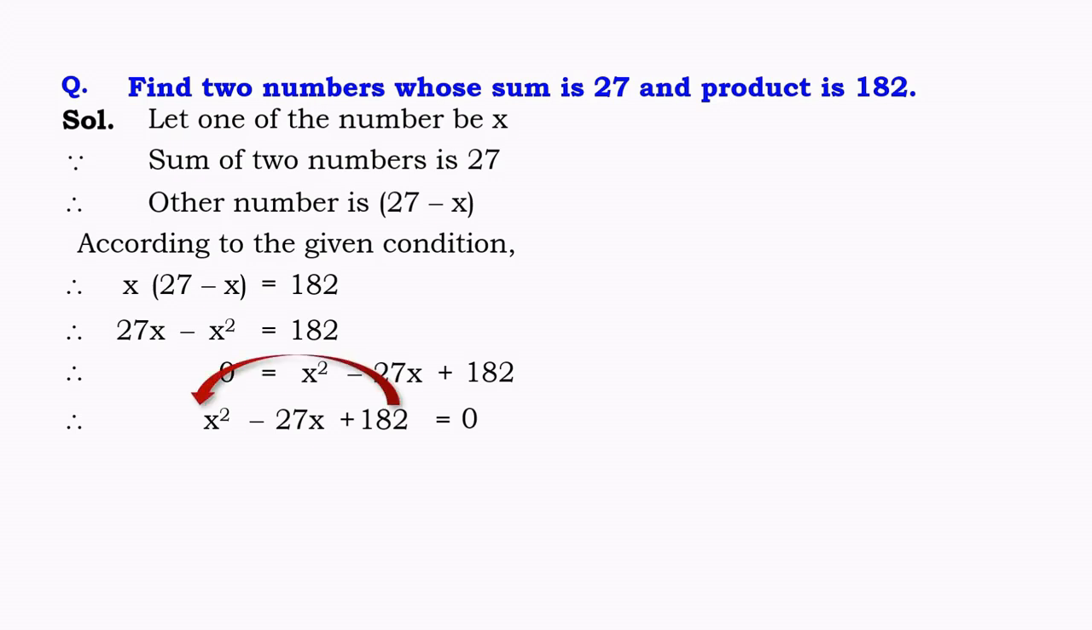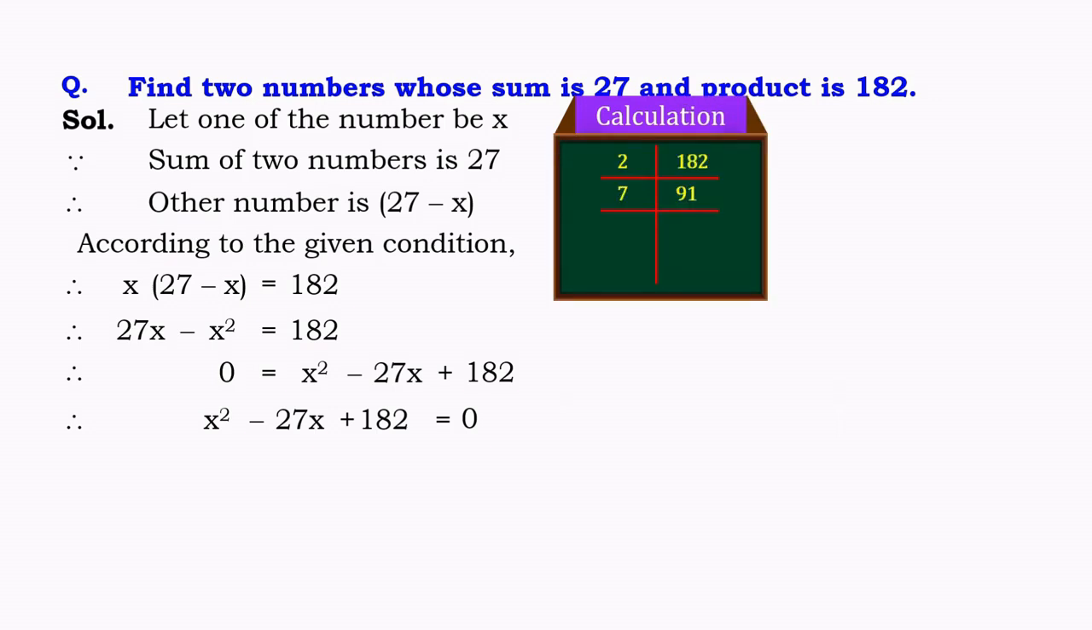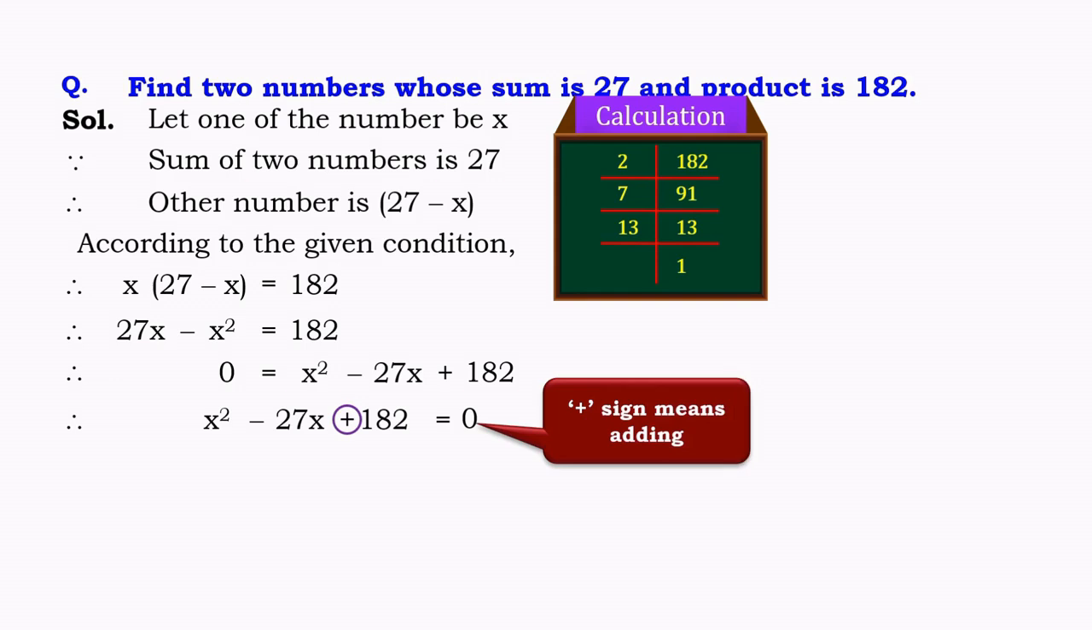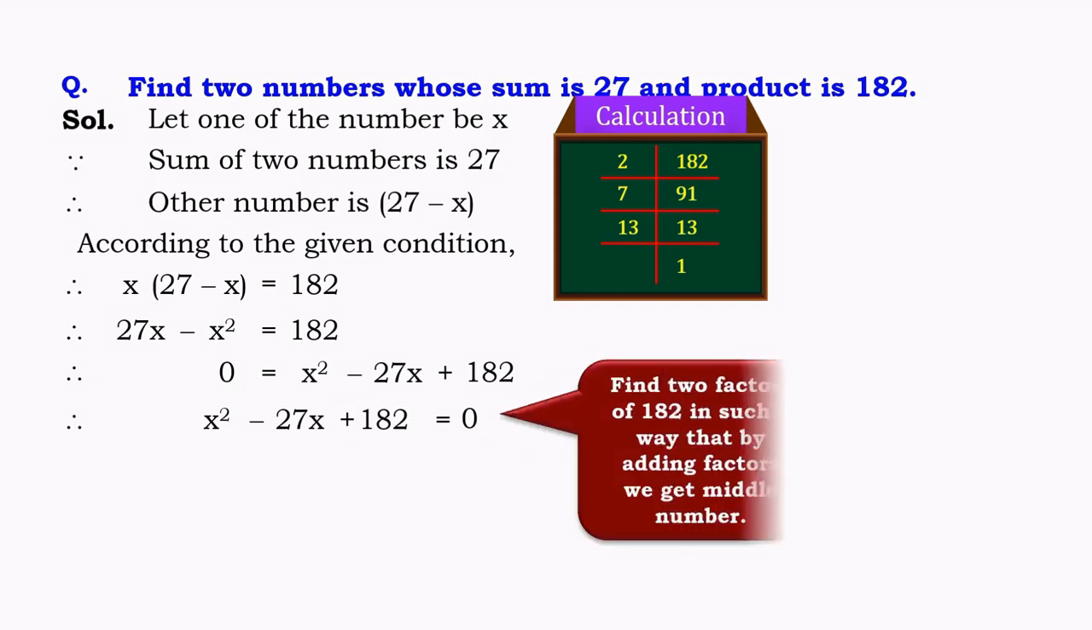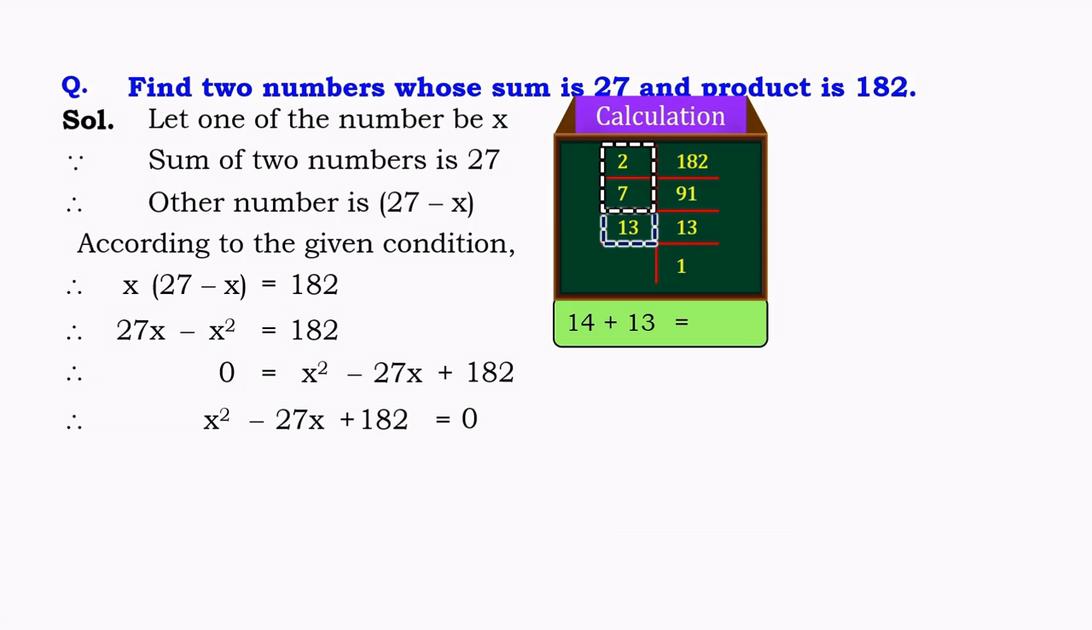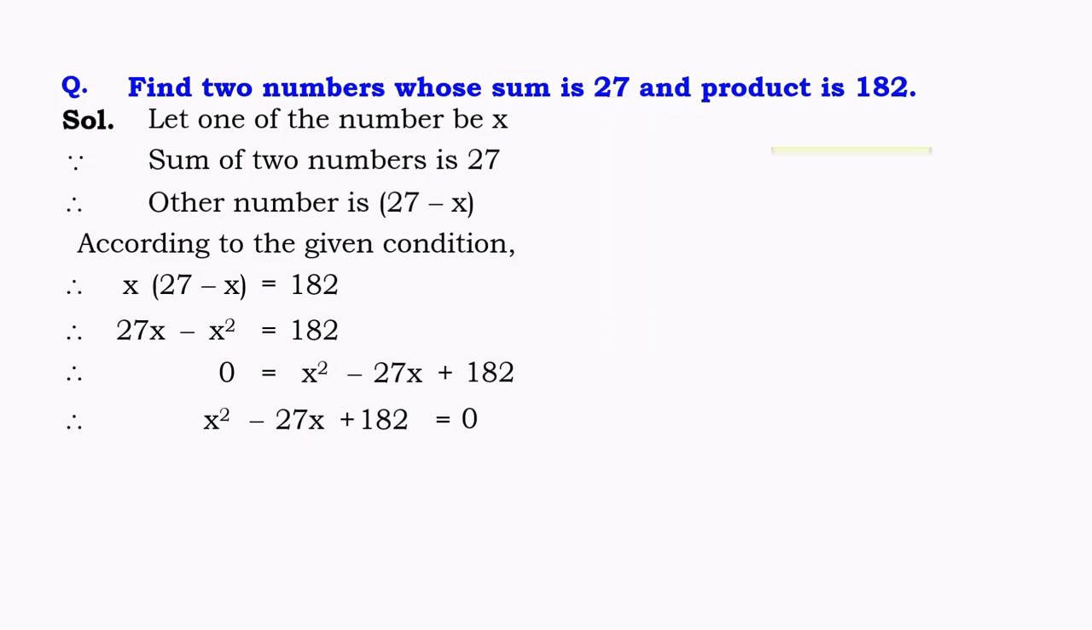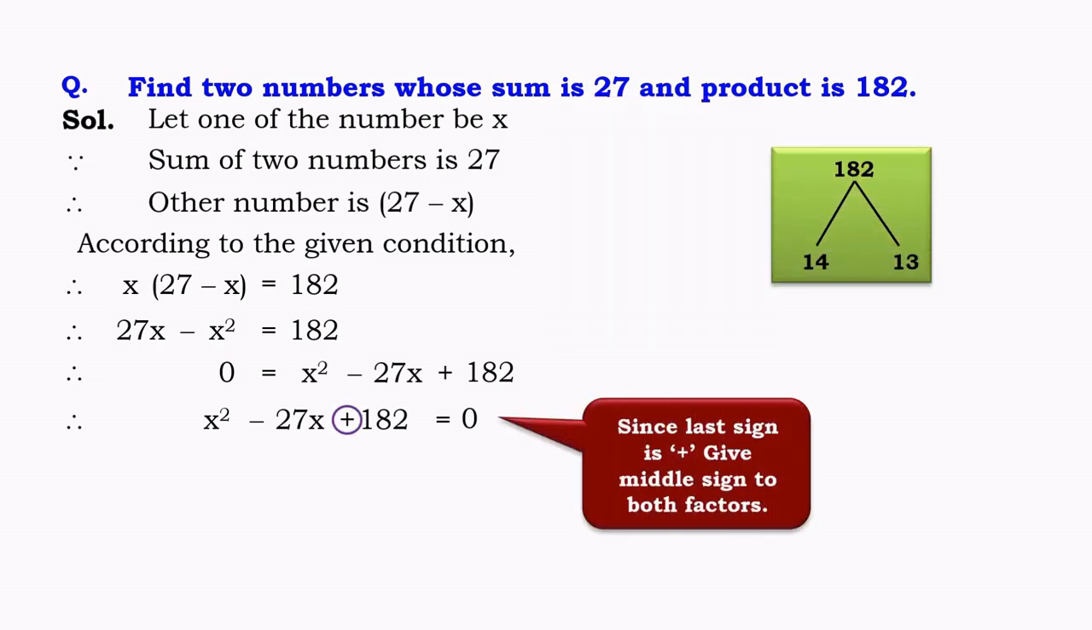Now let us solve this quadratic equation by factorization. First, let us find the prime factors of 182. The prime factorization of 182 is 2 multiplied by 7 multiplied by 13. Now we need two factors whose product is 182 and whose sum is 27. We can see that 14 multiplied by 13 gives 182. Also, 14 plus 13 equals 27. Therefore, 14 and 13 are the required numbers.